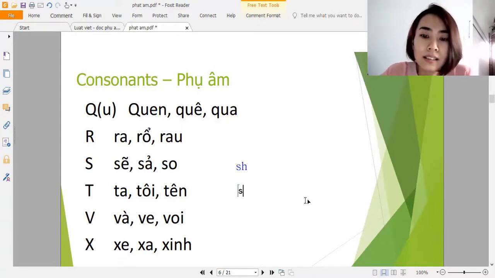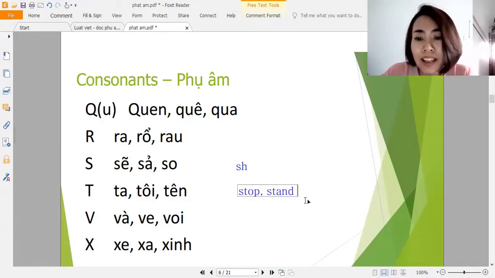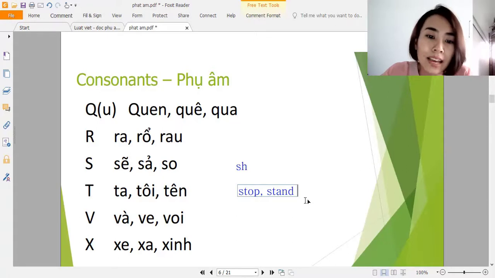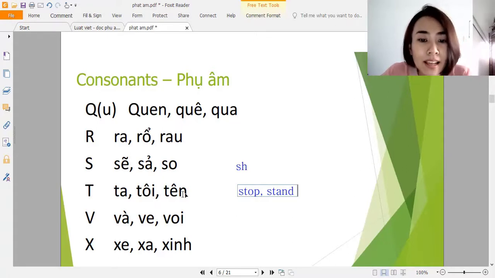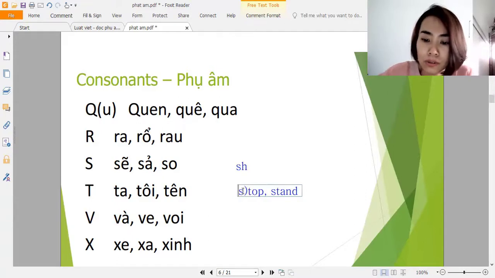This is sta, like stop. You say stop, you don't say t-stop, right? So it's stop, stand, something like that. Tên, tên, okay? Ta, tôi, tên. Remember, don't say the s and then make the correct ta sound.